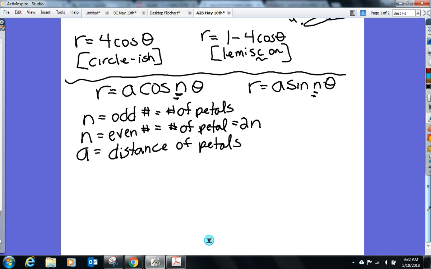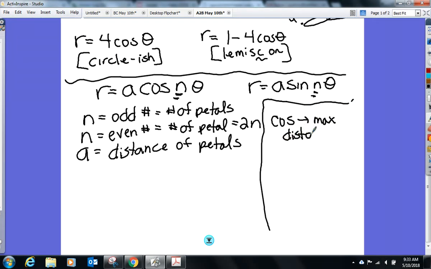Anybody questions so far? I know I'm throwing a lot at you now, but hopefully it gets easier. Last thing I'll throw at you, and that's sine versus cosine. If we're going to graph a cosine petal or a rose curve, a cosine rose curve, there will be a max distance at 0. And again, please guys, just let me write it down and we'll go over one together.